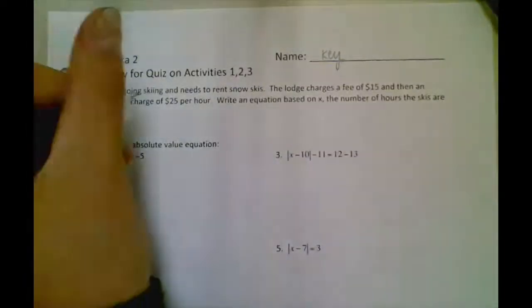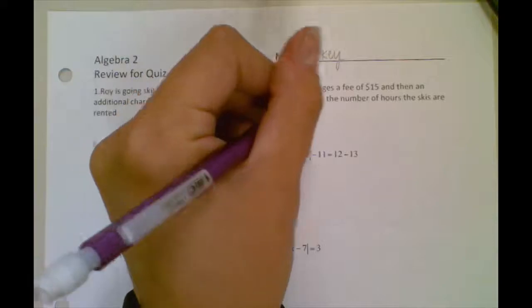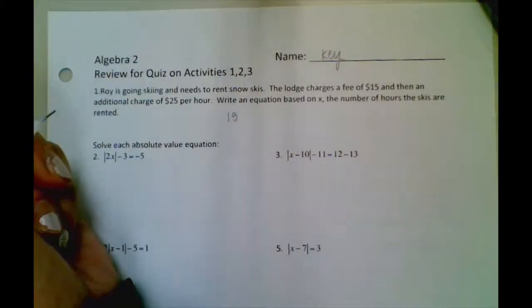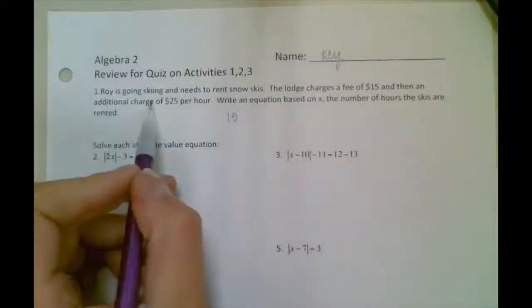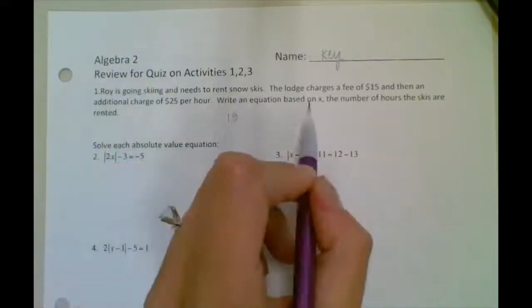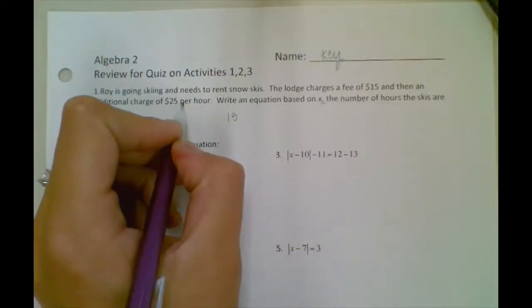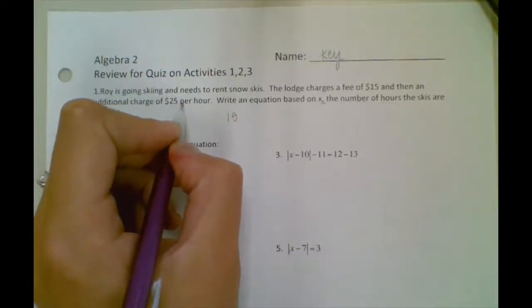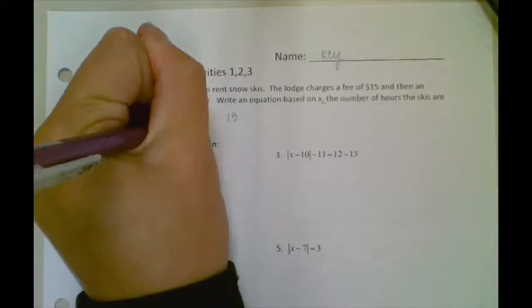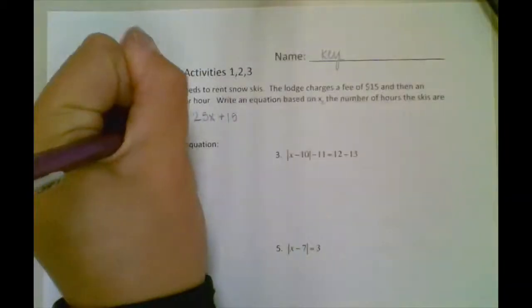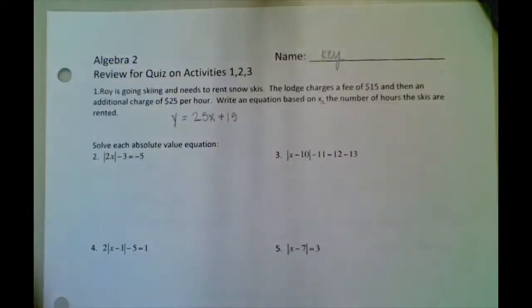So we know that the lodge charges a $15 fee and then an additional charge of $25 per hour. We know that X is the number of hours, so this is saying 25X because it's $25 per hour. So I'm going to have 25X plus the 15 additional charge, and that will give me my equation to see how much money it is to rent the snow skis.